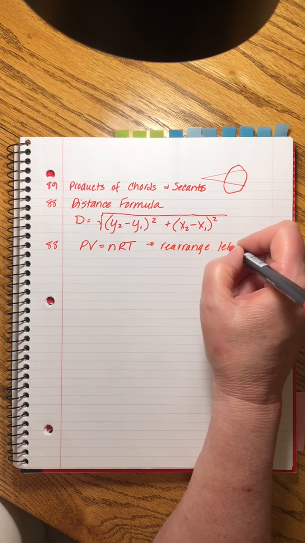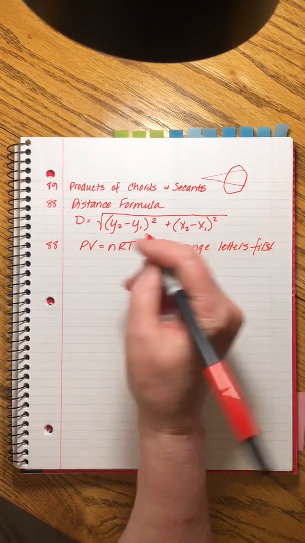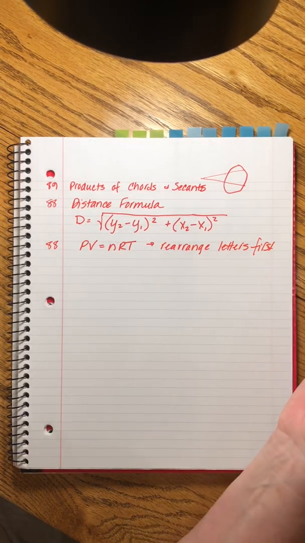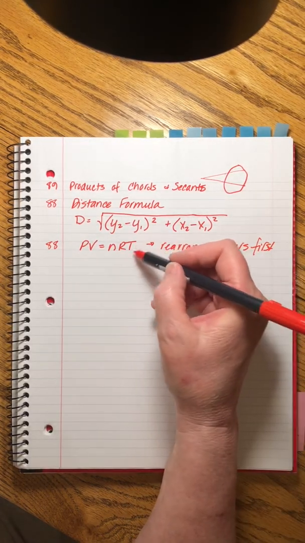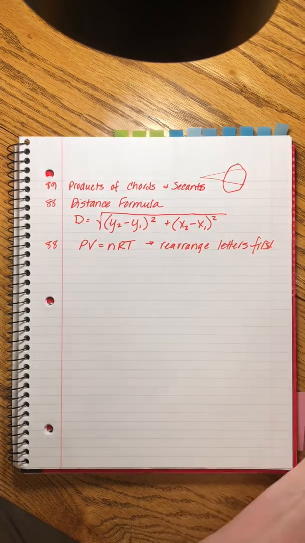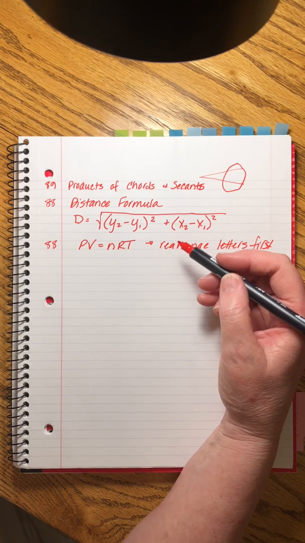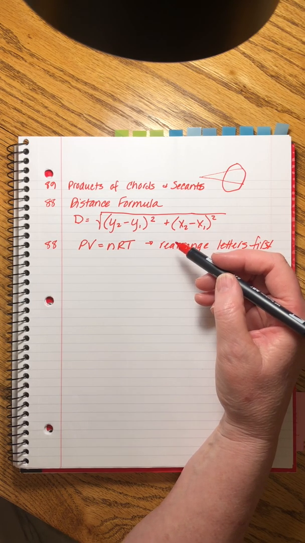And in these, remember, you rearrange the letters first, right? Because once you plug in numbers, you don't want to be doing a bunch of algebra. So if I told you to solve for temperature, for example, you divide both sides by n times R so that T is by itself. We did that in the lesson, so that's not new, I'm just reminding you.